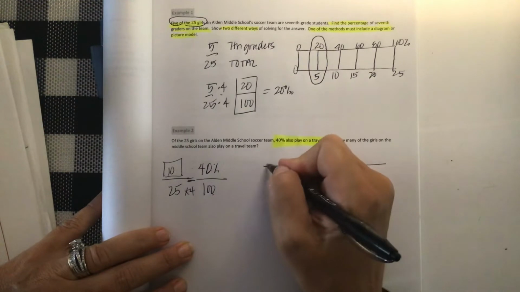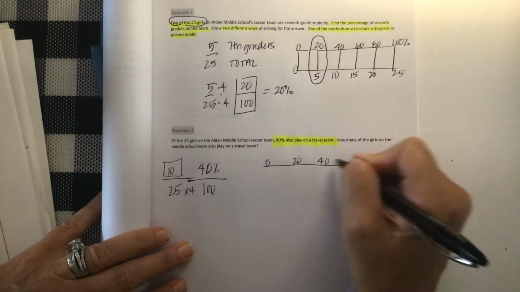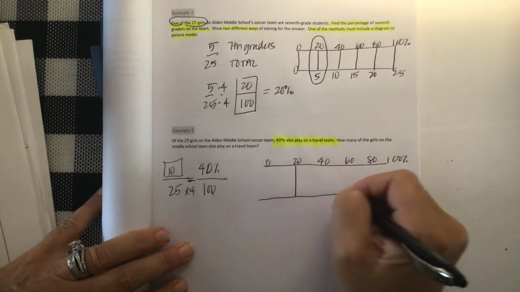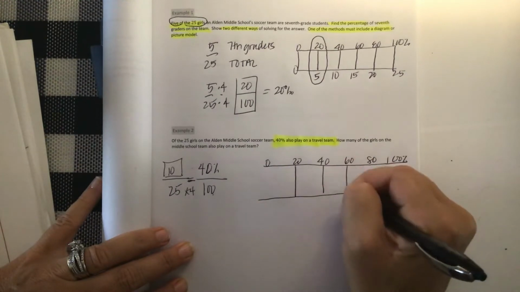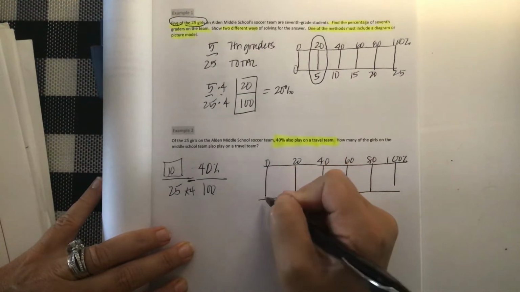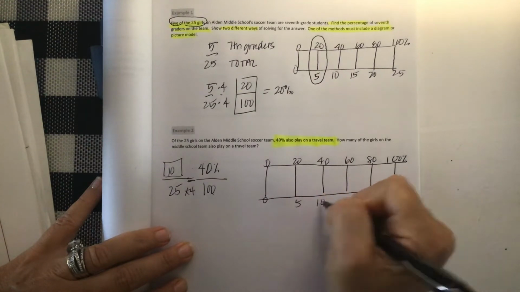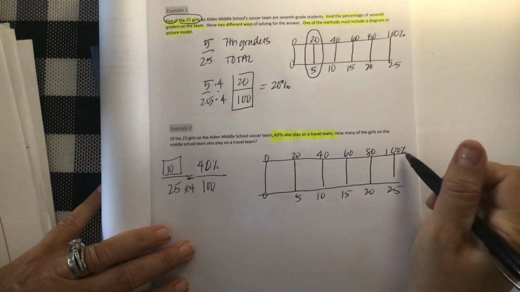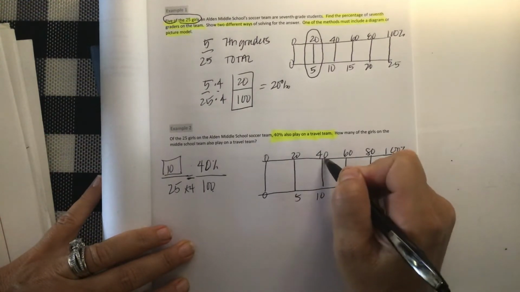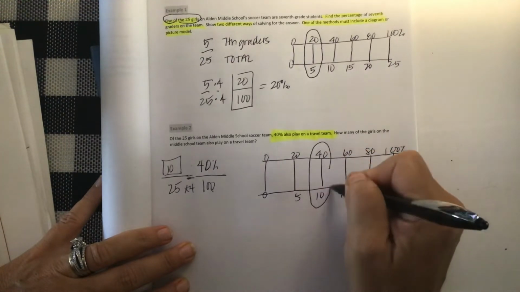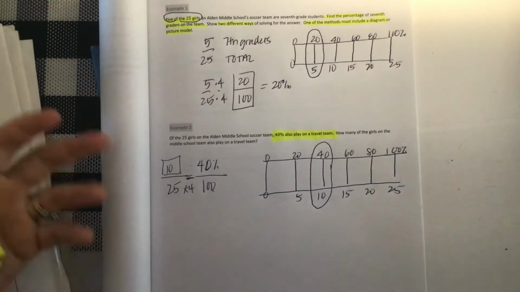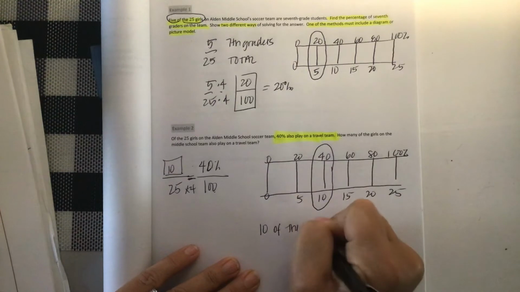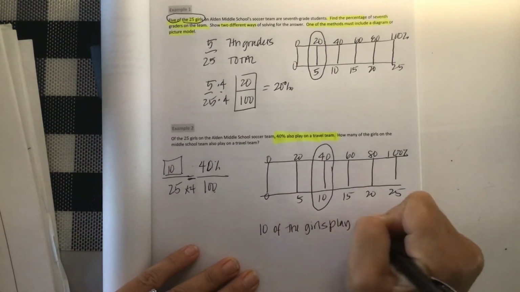You have 0, 20, 40, 60, 80, 100%. And then you have another line on the bottom: 0 to 0, 0, 5, 10, 15, 20, 25. 25 total members, but what's 40%? So we look on the top under 40%, and how many players do you have? 10 players. So there's another way to do it. So 10 of the girls play travel ball.